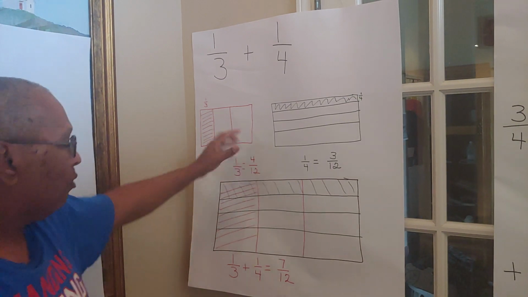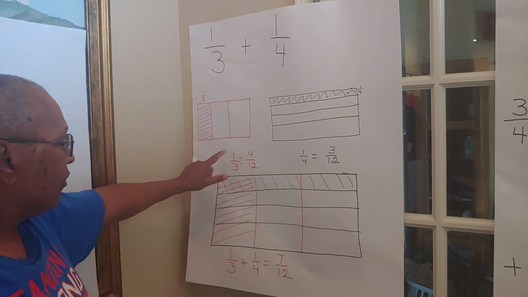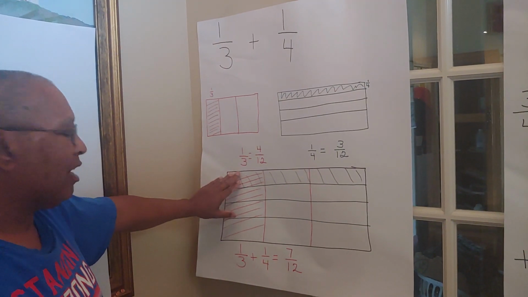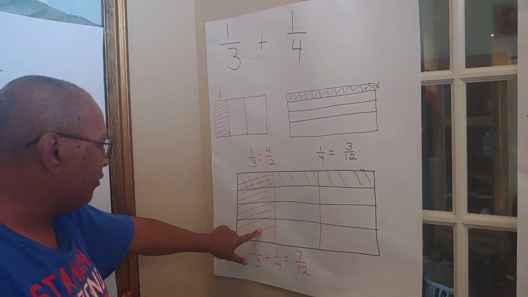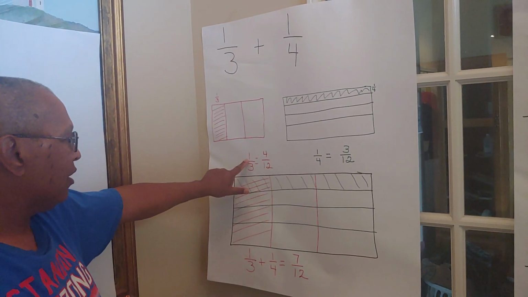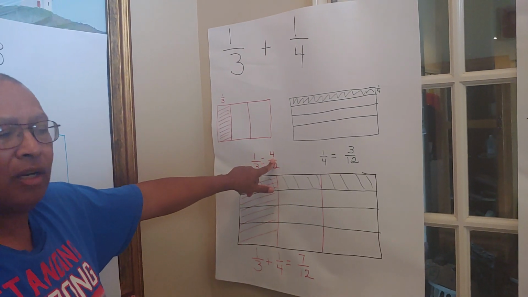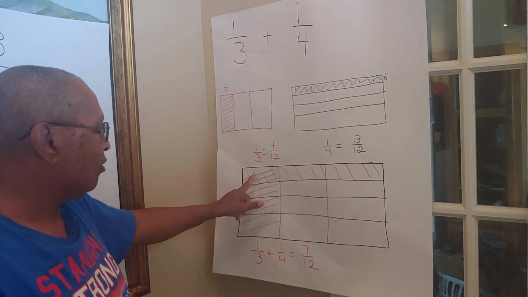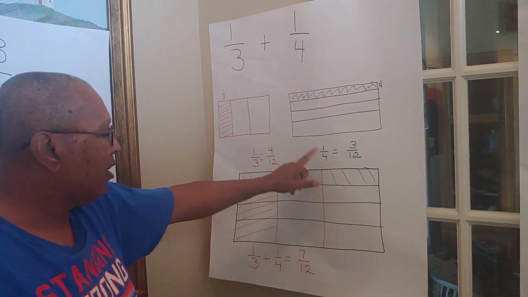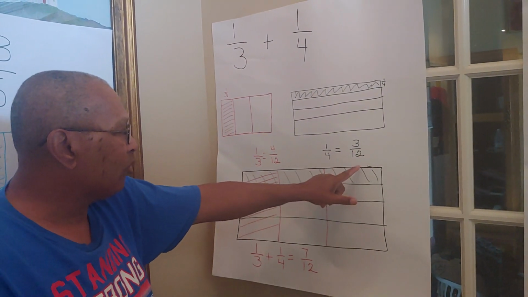Now notice, once I put that on top, I came back to the 1/3 to count how many blocks I had. I had 1, 2, 3, 4. So 1/3 is equivalent to 4/12. I came to my 1/4 block and I counted 1, 2, 3. So 1/4 is equivalent to 3/12.